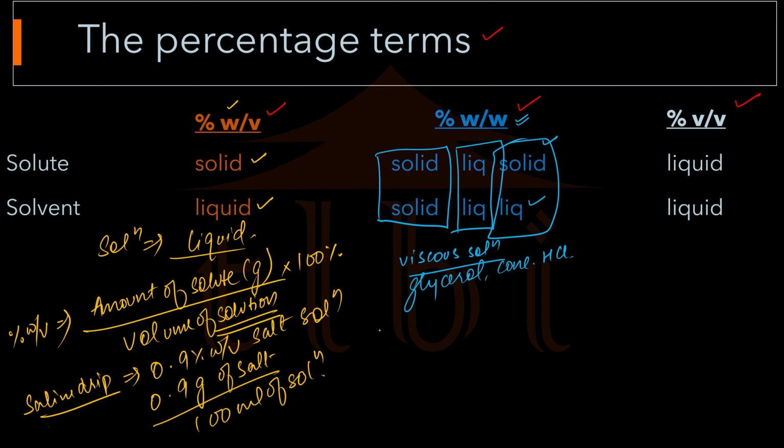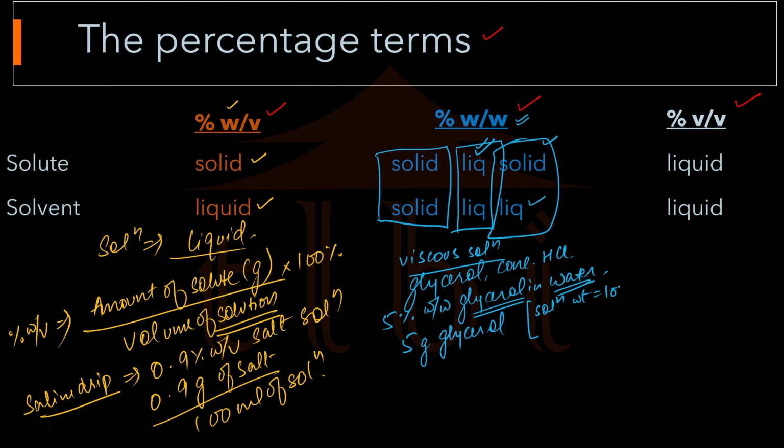Now let's say I have to make 5% weight by weight of glycerol in water. So the solvent will be water, solute is glycerol. So this is an example of where both the phases are liquid. So how do we do that? So we take 5 gram of glycerol, right? And total weight of solution will be how much? Solution weight is 100, right? By definition of percentage weight by weight.